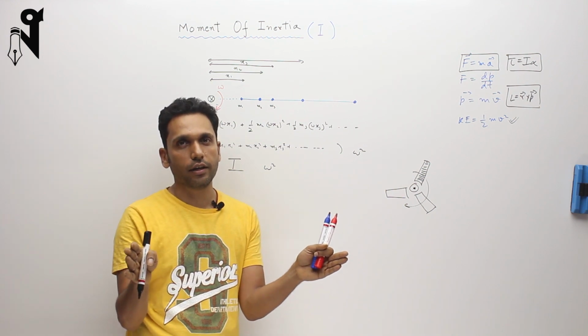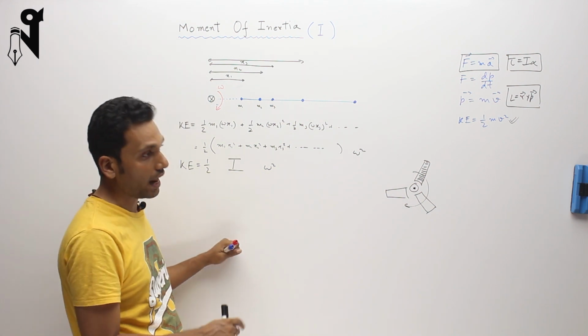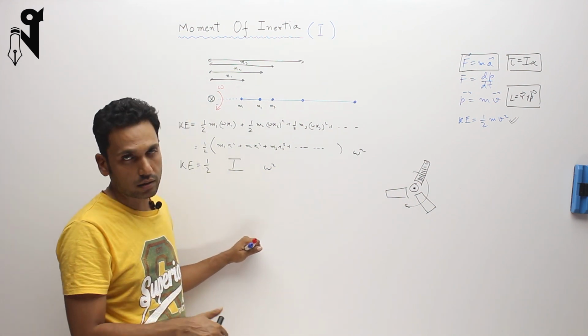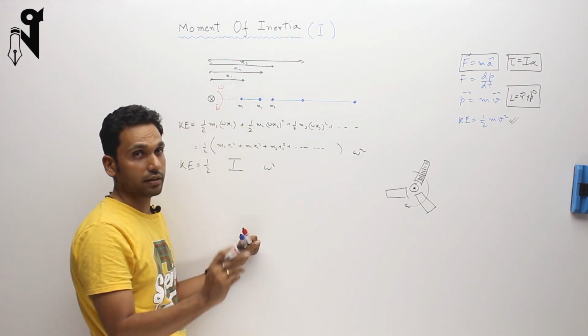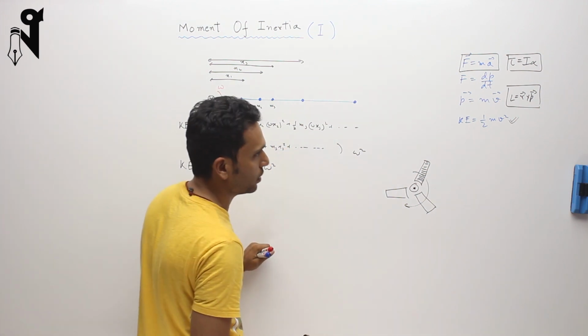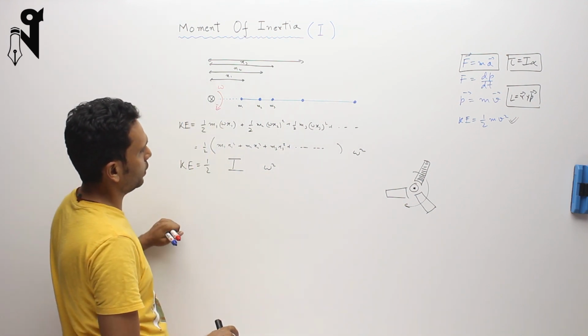You'll have to say that it is of a rod about its center of mass, about a perpendicular axis, in fact, going through its center of mass. And you have to define the axis. If the axis is inclined, again the moment of inertia is different. So you have to have a defined axis, and only then can you get the moment of inertia.